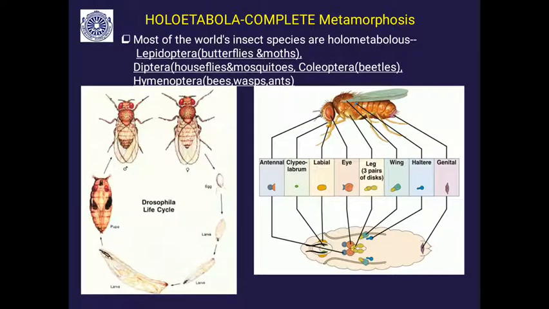So this is what you see: the egg, then several instar larval stages, then the pupa, which is a quiescent stage, then the adult winged form. Most of the world's insect species are holometabolous, like butterflies, moths, houseflies, fruit flies, mosquitoes, beetles, bees, wasps, and ants. All these insects undergo complete metamorphosis.